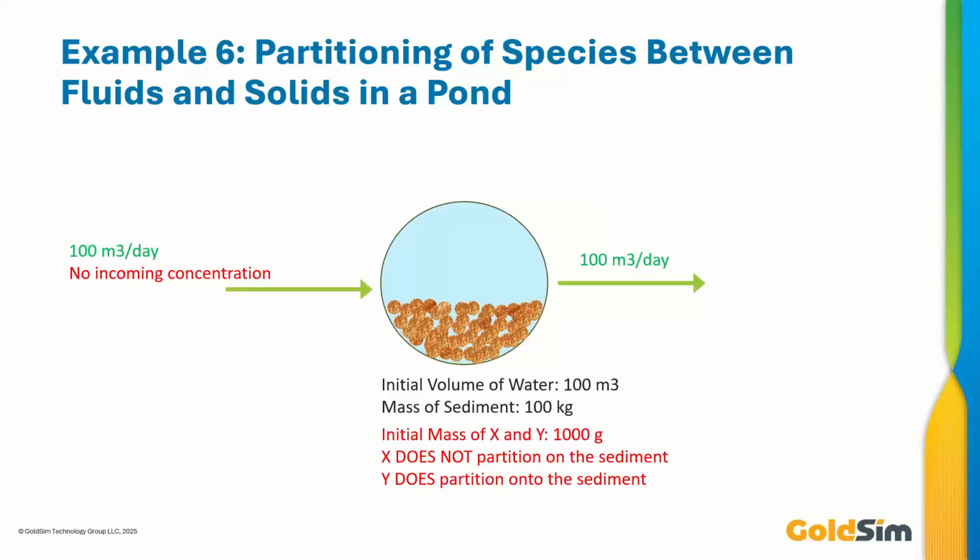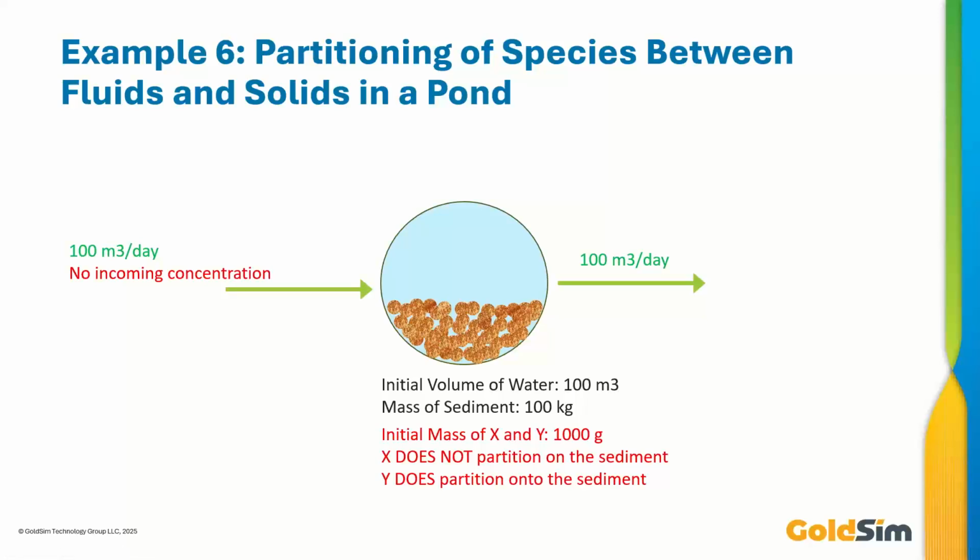So let's look at a simple example where we have this pond again, and we just say the pond has a constant volume. It's got 100 cubic meters per day flowing through it. There's no mass coming into the pond, but we have an initial amount of mass in the pond at the start of the simulation. We have 2 species, X and Y. We have 1,000 grams of mass in this pond.